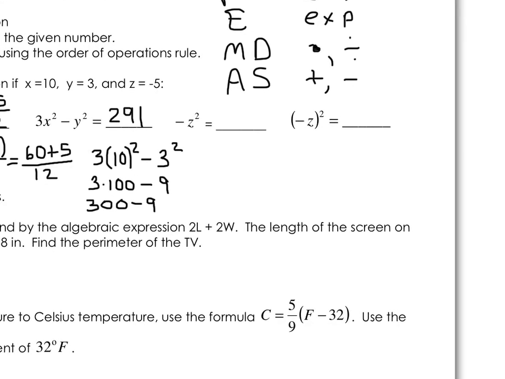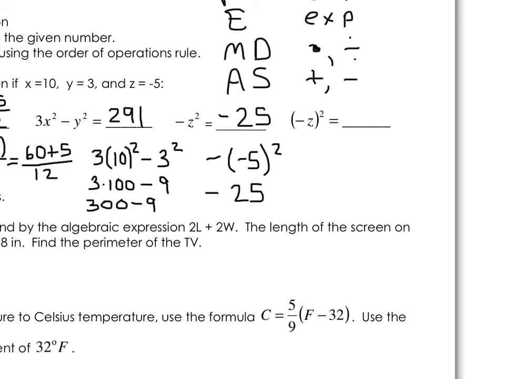Now remember, z is negative 5, so our first problem here says negative 5 squared. You're squaring the negative 5. That's negative 25. So our answer is negative 25.